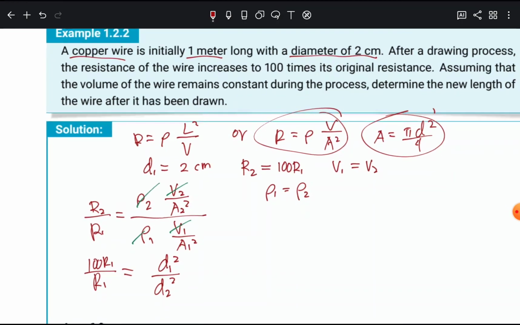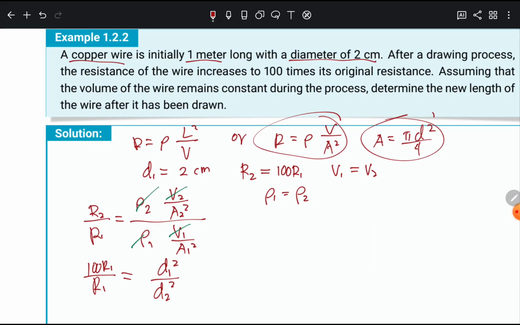Then, after that, we're given D1, which is 2 centimeter. So we can cancel out also R1. So we can now solve for the new diameter, D2. So D2 will be equal to D1, which is 2 centimeter. You square that, you divide it with 100. This will be 4 over 100 centimeter.